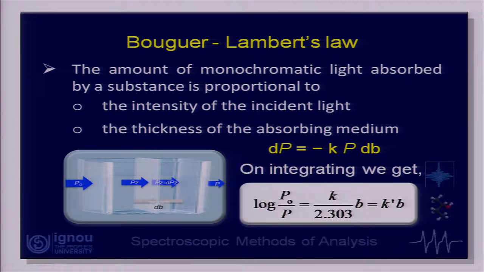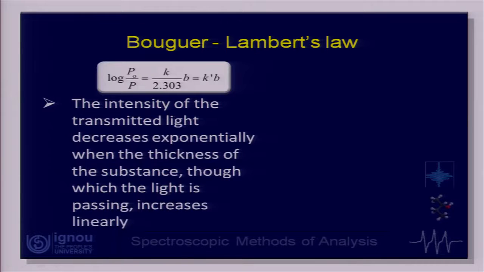What does this signify? Let us see that. If I look closely at this expression, we find that on the left hand side I have a term like log of P naught by P, whereas on the right hand side I have K prime B. That means this shows there is some kind of a logarithmic relationship coming into play. What it means to say is that the intensity of the transmitted light decreases exponentially when the thickness of the medium increases linearly. That means, when the medium becomes thicker and thicker, intensity will go on decreasing very, very sharply there. Intensity does not decrease linearly there. Let us understand that.